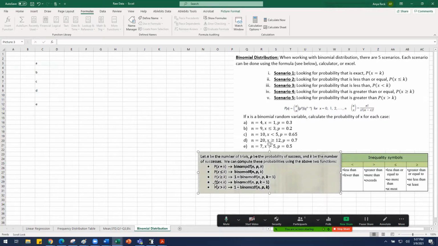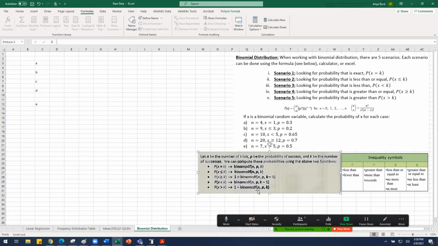If you have X less than some value, then you're using the cumulative distribution again for binomial. And again, make sure you subtract 1. And then if you have a probability of some X value greater than, you would also do the complement, 1 minus the binomial cumulative distribution. And then you type in your numbers.